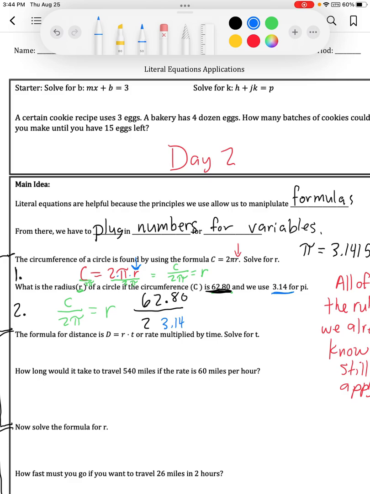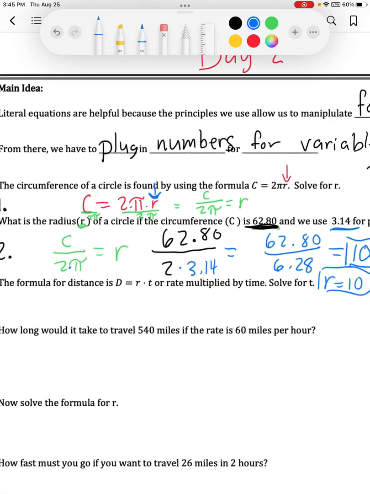Now really quickly, keep in mind the relationship between 2 and pi is multiplication. So let's go ahead and do that multiplication. So that's going to become 62.80 over 6.28. If we do that division, we should end up with 10. So the answer to this question is r is equal to 10. It doesn't specify a unit, so you don't have to worry about it in this particular case.